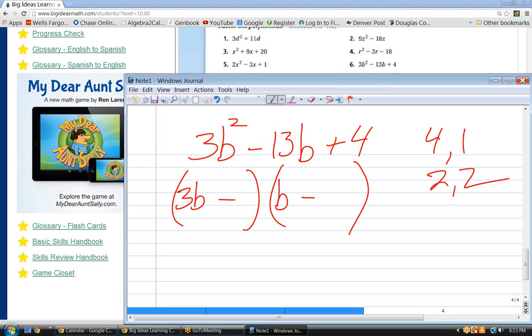Normally, I suggest to people that they always try the factors that are closest together. But we can see right away that's not going to work. In other words, if I put 2 and 2, there's no way I'm coming up with 13b. I get 6b and 2b. So I know 2 and 2 isn't going to work, which means it has to be 4 and 1. Where does the 4 need to go? On the second parenthesis. Now when I check it, I get minus b minus 12b. That gives me minus 13b.